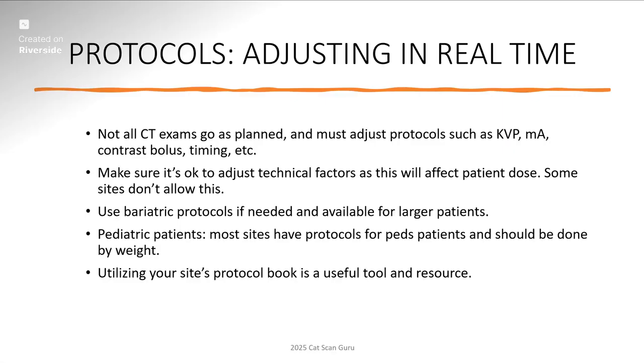And then, of course, there's pediatric patients. Most sites have protocols for peds, and they're usually categorized by weight. I know at our facility, we have our pediatric protocols, and it's by how much the patient weighs, so we take that into account. And when it comes to contrast with peds, we do 1 cc per pound of the patient's weight. What I strongly suggest is utilizing your site's protocol book as a useful tool and resource, or sometimes asking the radiologist, because they can be very helpful when it comes to this.